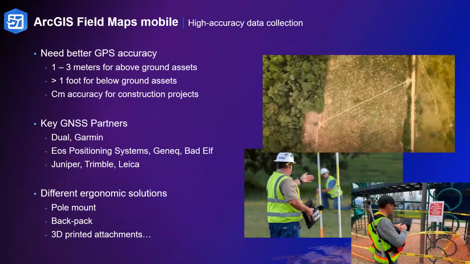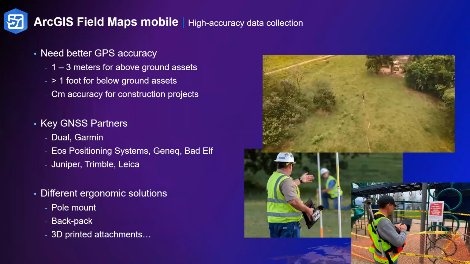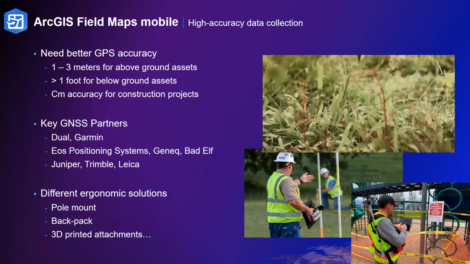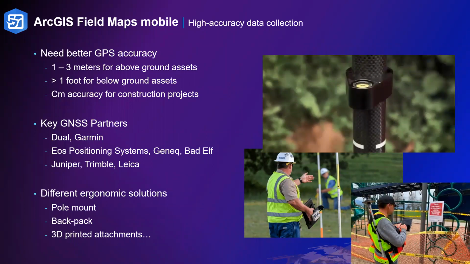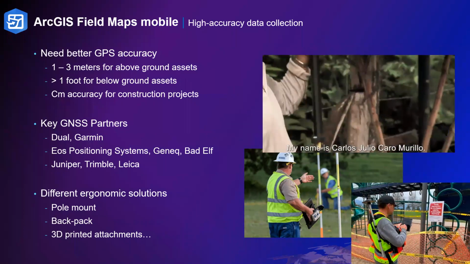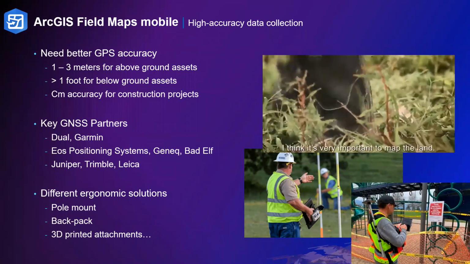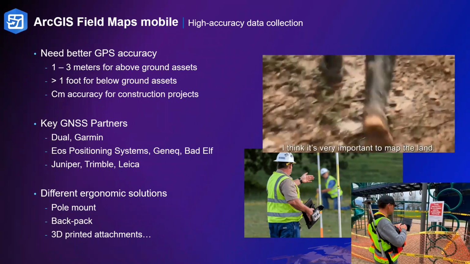The Field Maps mobile having support for high accuracy data collection. I talked about this in the Quick Capture session. A lot of applications need a lot better accuracy than you get out of the box. So getting out of the box, like I said, you're probably going to get something around 30 feet. I mean, you could get better than that. You just can't really predict it.